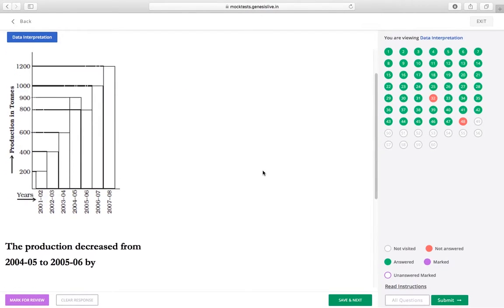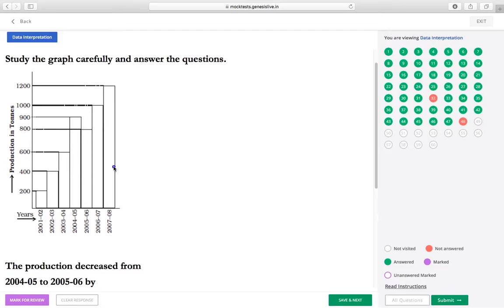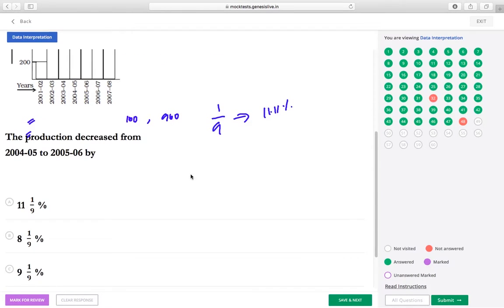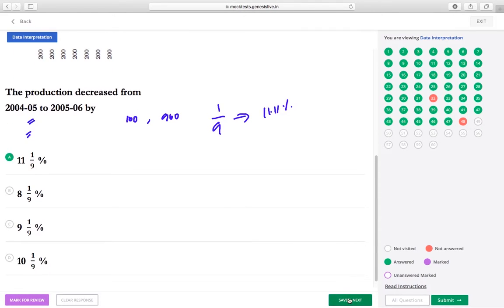Okay, question number 32. The production decreased from 4.5, it is 900, to 5.6, it is 800. The difference is 100, reference is 900, so it is 1 by 9. 1 by 9 is nothing but 11.11 percentage. That's it. Answer 11.11 is the same as 1 by 9, which is option A. Simple as that. Next one.